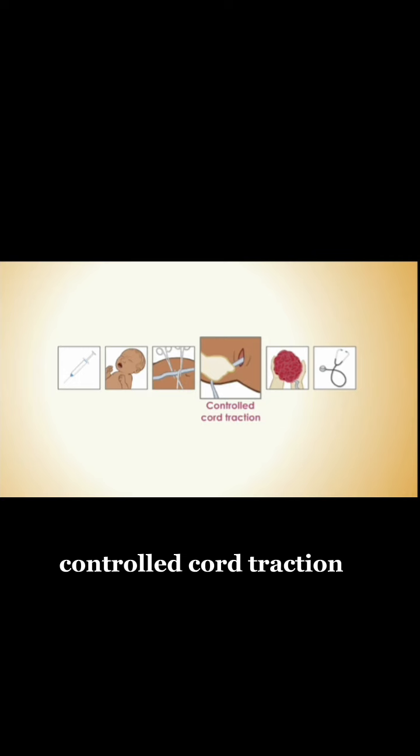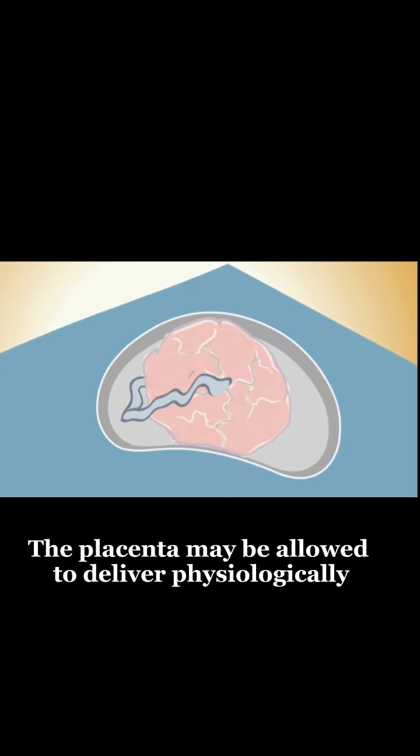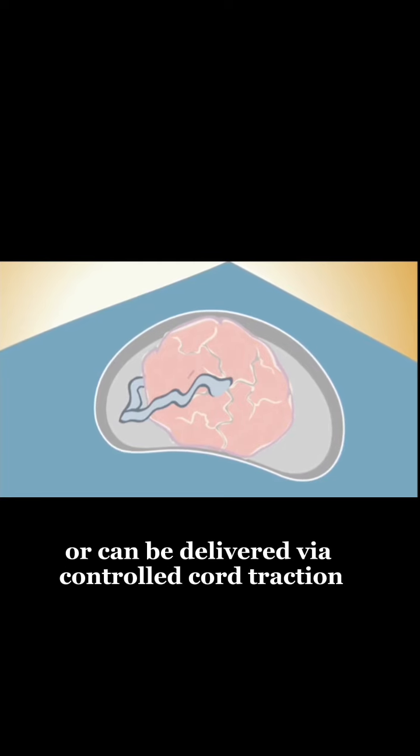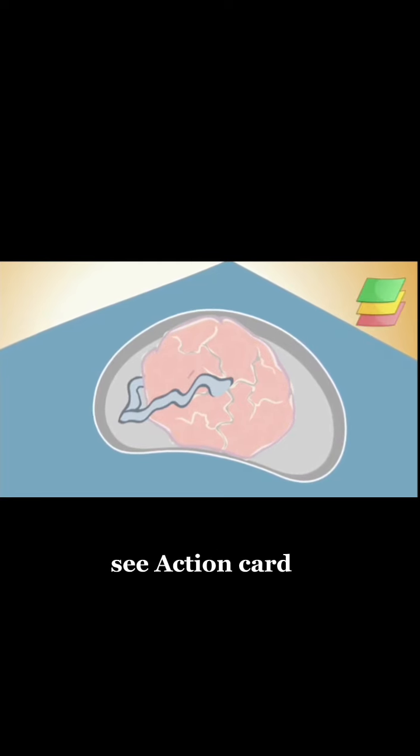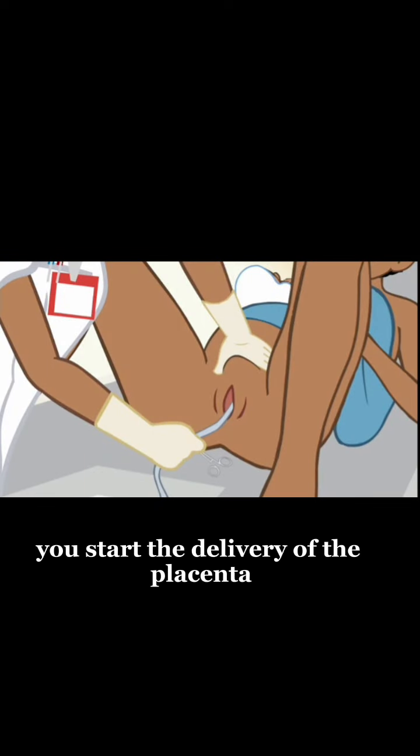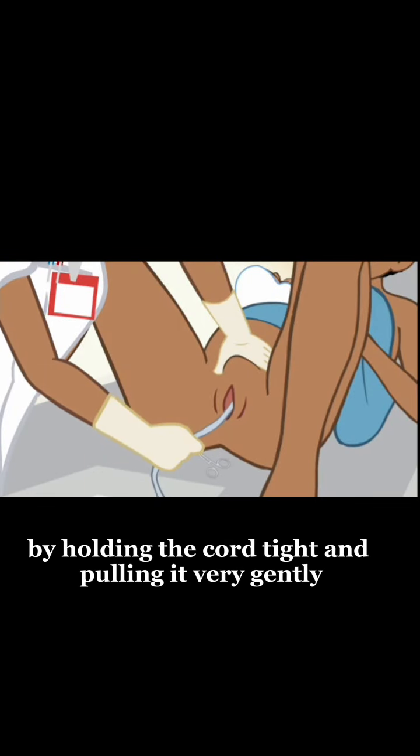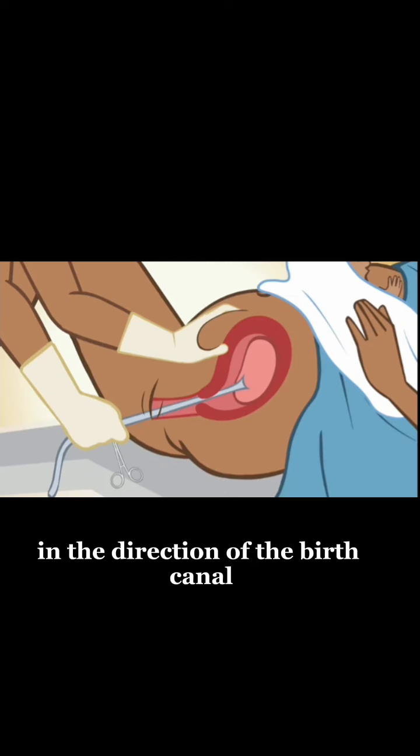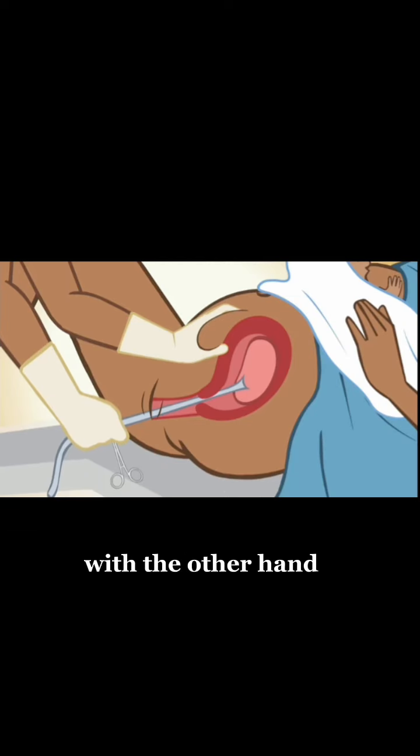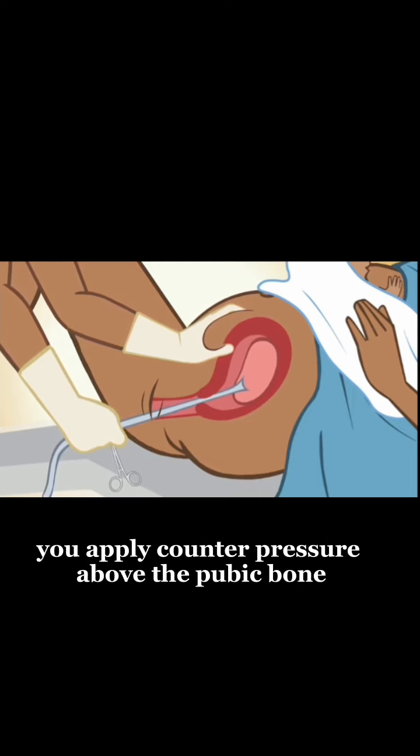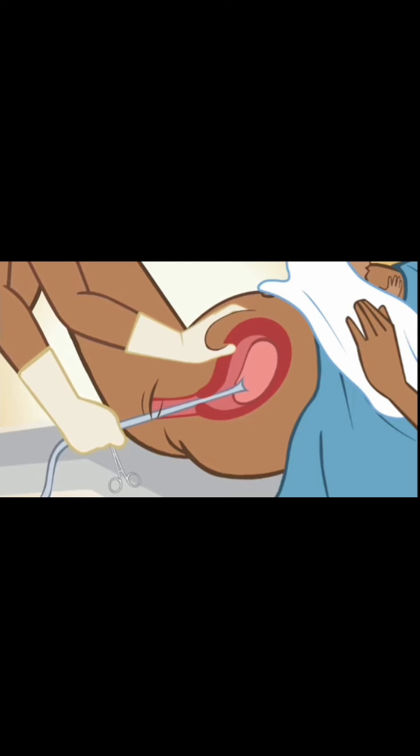Controlled cord traction. The placenta may be allowed to deliver physiologically or can be delivered via controlled cord traction. See action card. You start the delivery of the placenta by holding the cord tight and pulling it very gently in the direction of the birth canal. With the other hand, you apply counter pressure above the pubic bone.